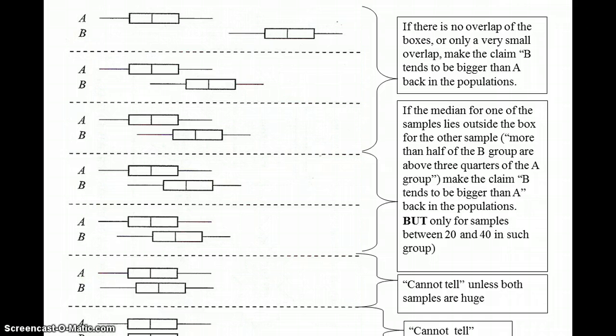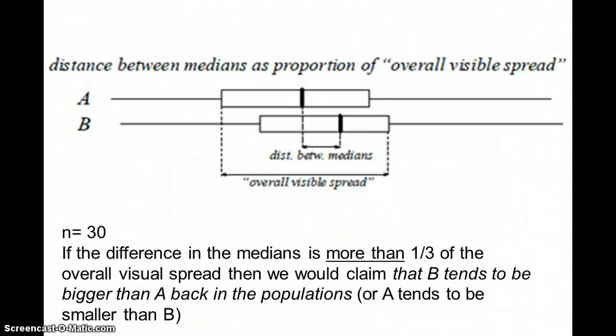Moving down one. Again, it is highly likely that the population mean or median is higher for B than it is for A. Highly likely. Next one. It is probable that the population mean or median is higher for B than it is for A. As we move down, the medians are getting closer, right? And it's more difficult to know whether you can make the call. We have a rule of thumb that helps you to know when to make the call, how to make the call.